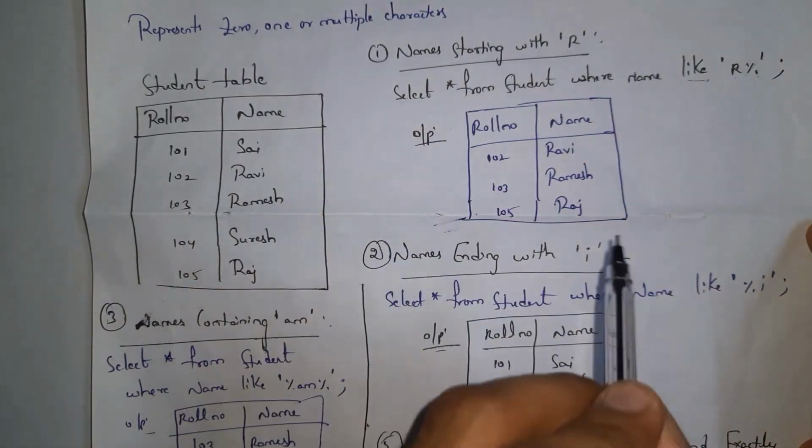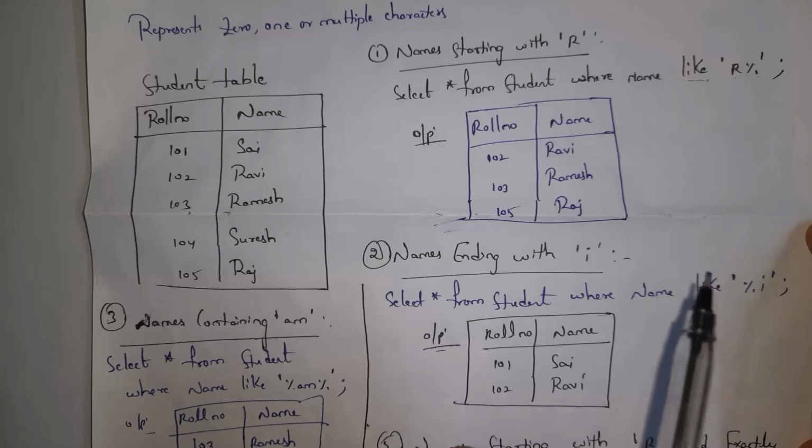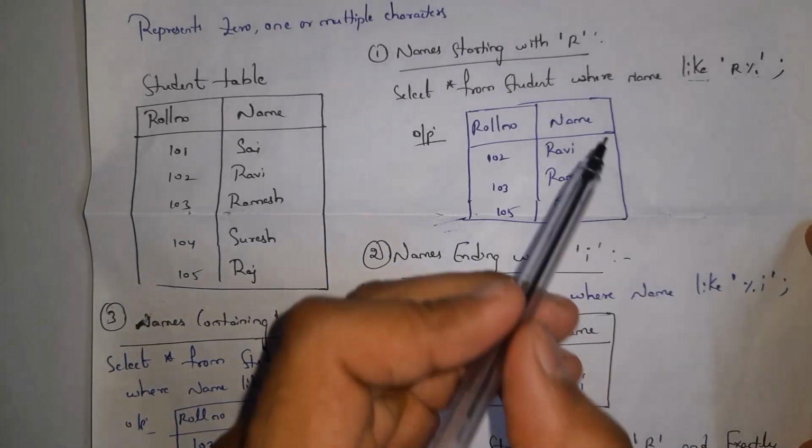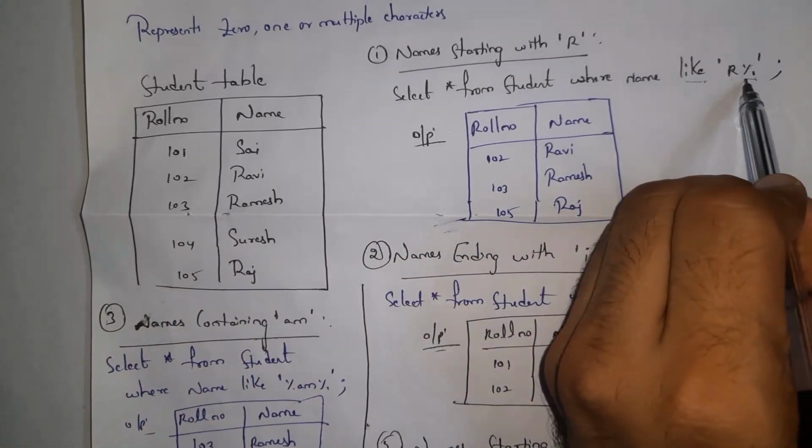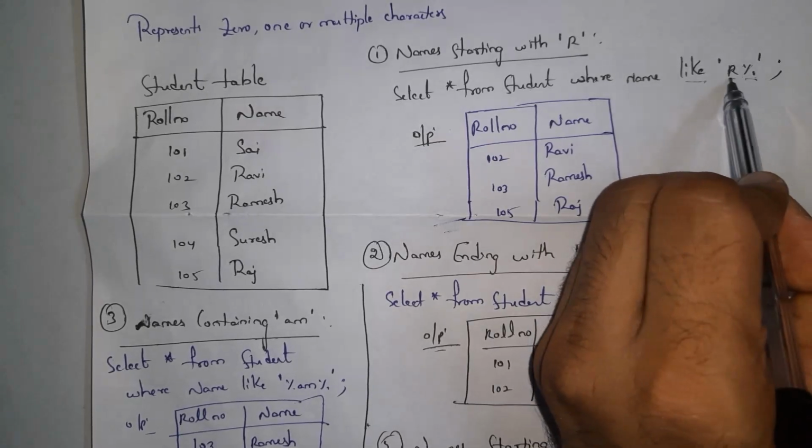Whenever I execute this query, it will give names of the students whose name starts with R. So I'll get output Ravi, Ramesh and Raj. Percentage means any characters, but starting must be R, so I wrote R here.